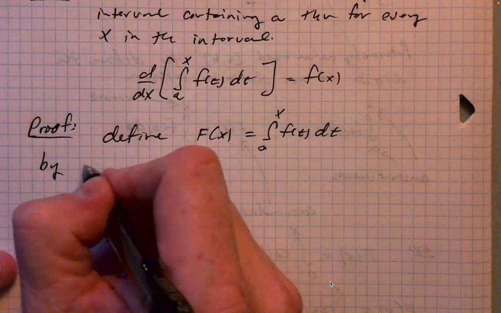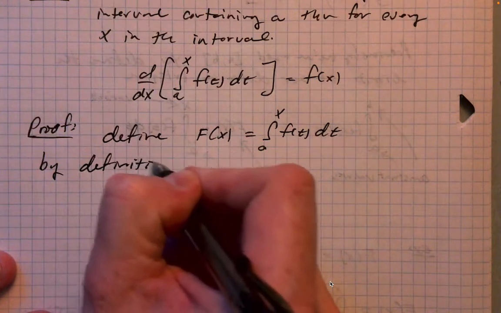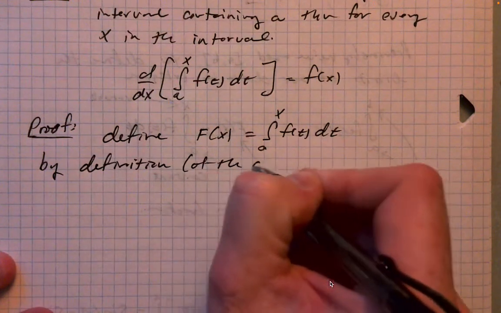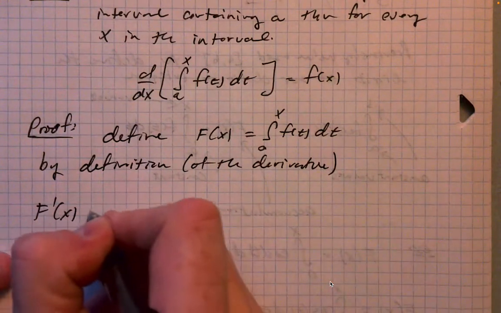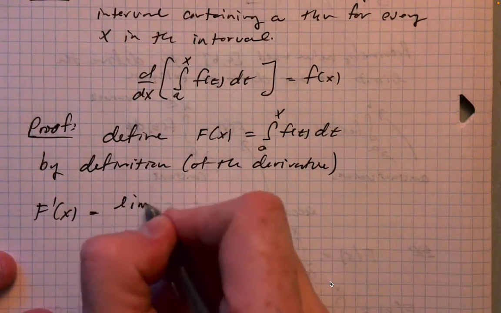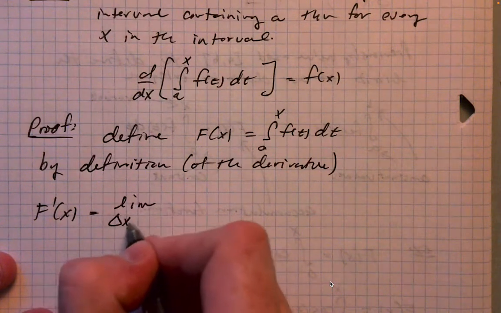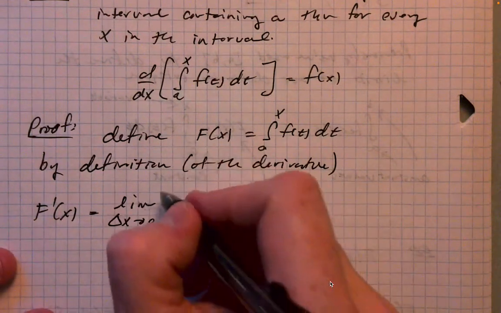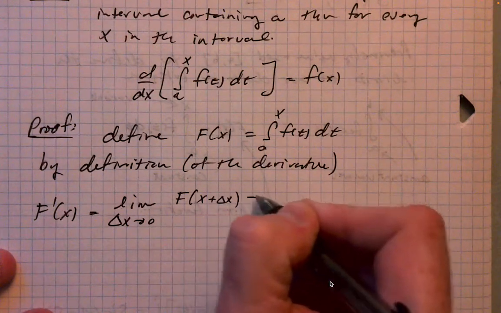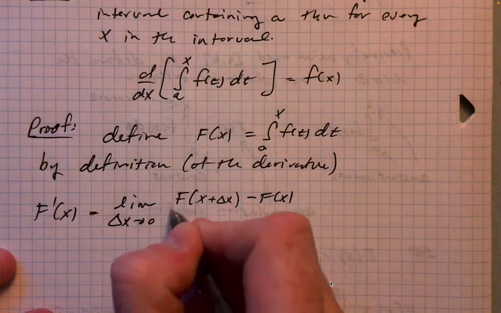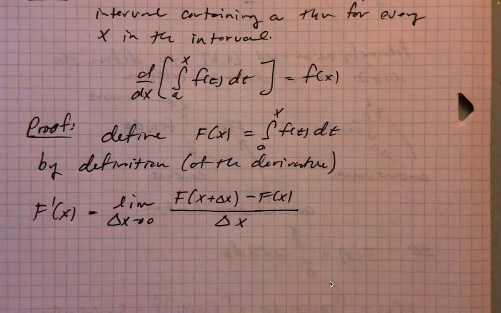So by definition of the derivative, f prime of x would be equal to the limit as delta x goes to 0 of f of x plus delta x minus f of x, all divided by delta x, right? So this is just the definition of the derivative back from Calculus 1.